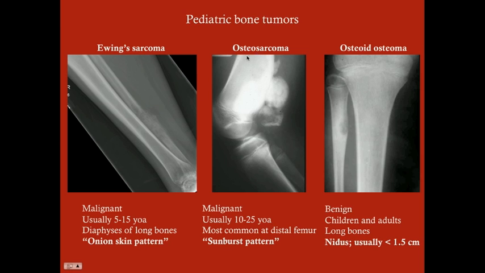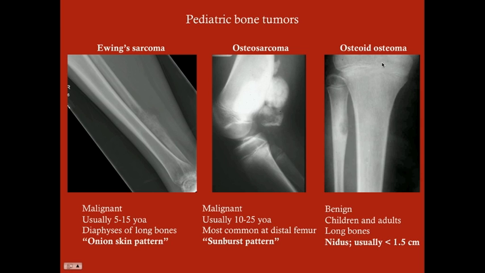The osteosarcoma is also malignant. It tends to occur in somewhat older children, younger adults, and it's most common at the distal femur. What you see here is the sunburst pattern. So much different than this onion skinning pattern.